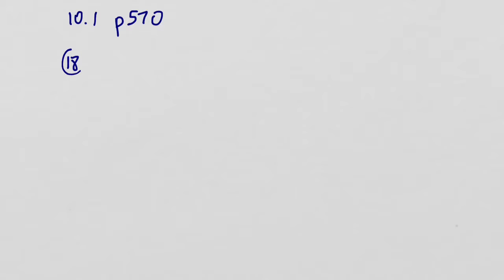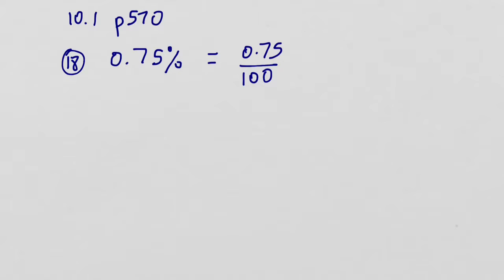Problem number 18 is about changing the number given as a percent to a decimal, and you got 0.75%. First of all, you need to remember that 0.75% means 0.75 divided by 100. And that means you are going to have to move your decimal two places, and it's going to be 0.0075.